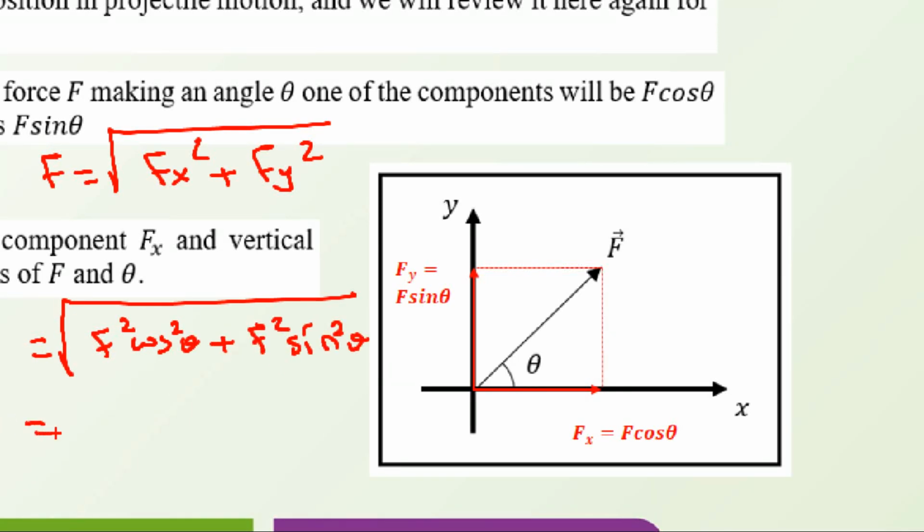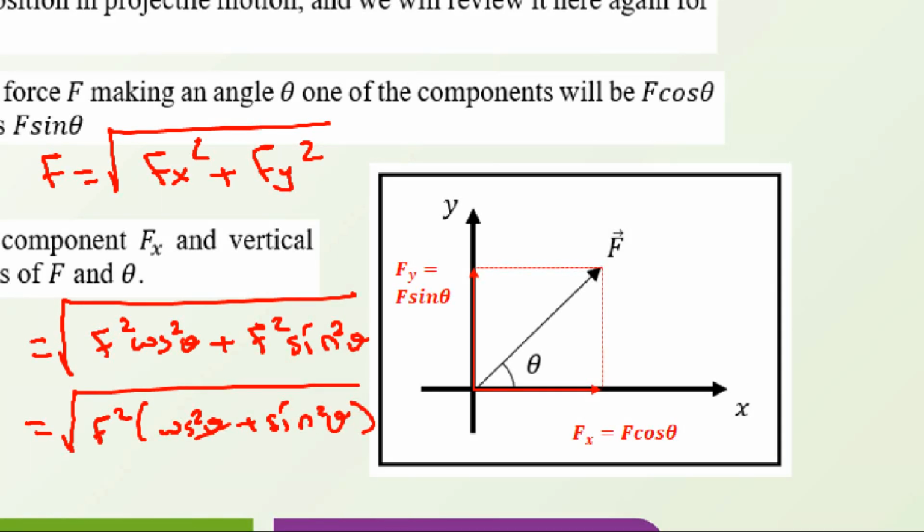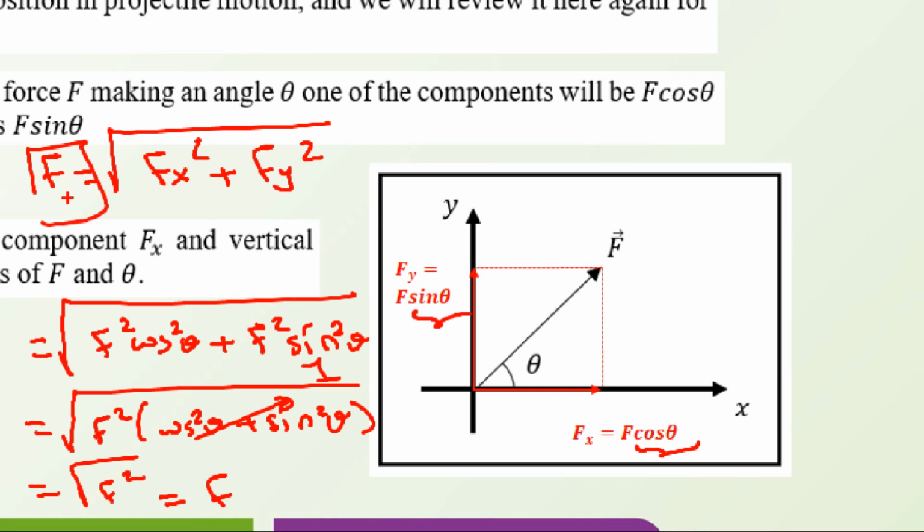Now if we factor out F squared, that would be cosine squared theta plus sine squared theta, and we know that this is equal to 1 for the same angle. Then we're left with the radical of F squared, which is capital F. For this reason, whenever one of them is cosine theta, the other must be sine theta in order to ensure that the Pythagorean sum gives us again the capital F.